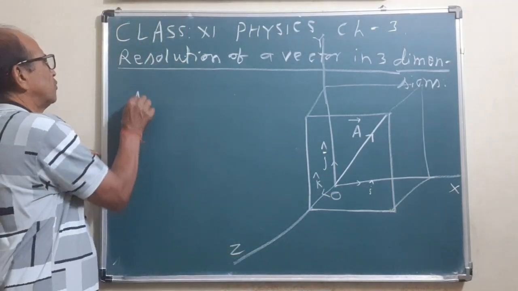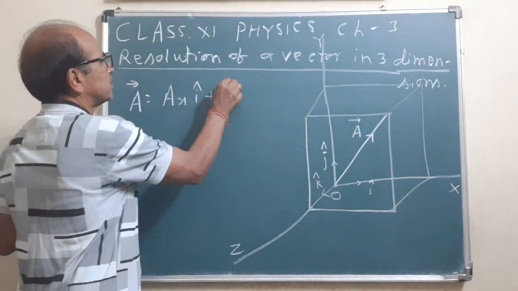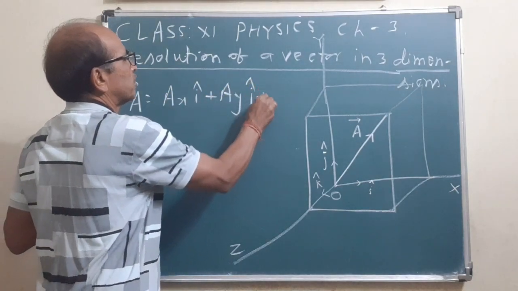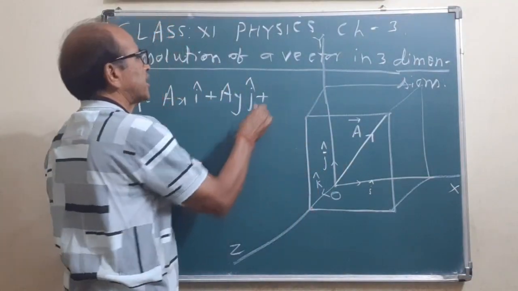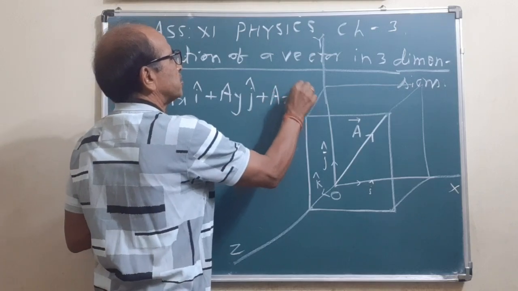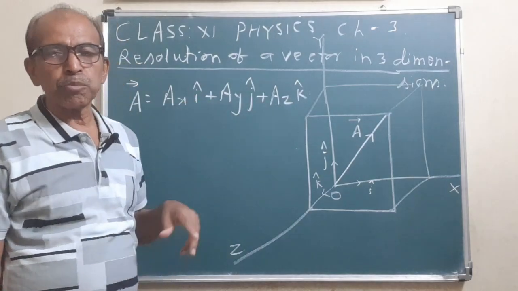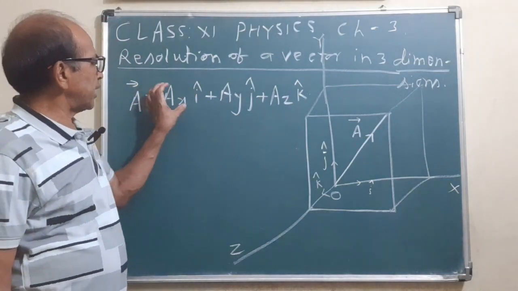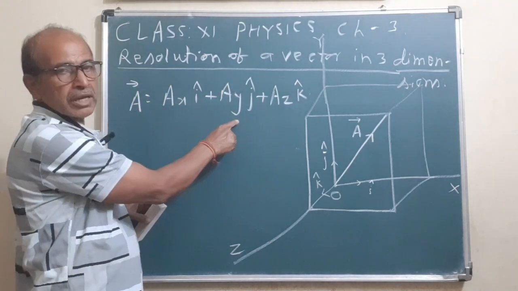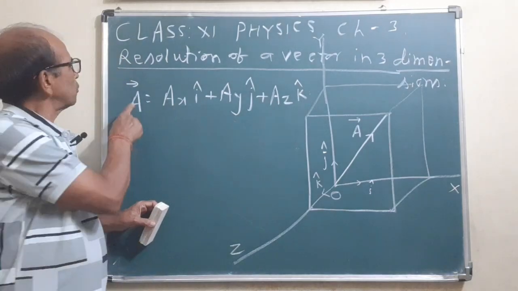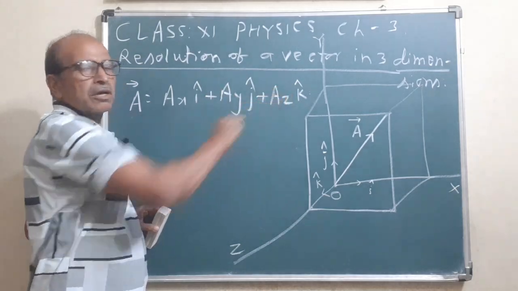So this vector A we can resolve. It will be ax i cap plus ay j cap plus az k cap. So this vector A we can resolve into three components. Here ax is a scalar quantity, ay a scalar quantity, az a scalar quantity. So vector A has three parts along the x-axis, y-axis and z-axis.